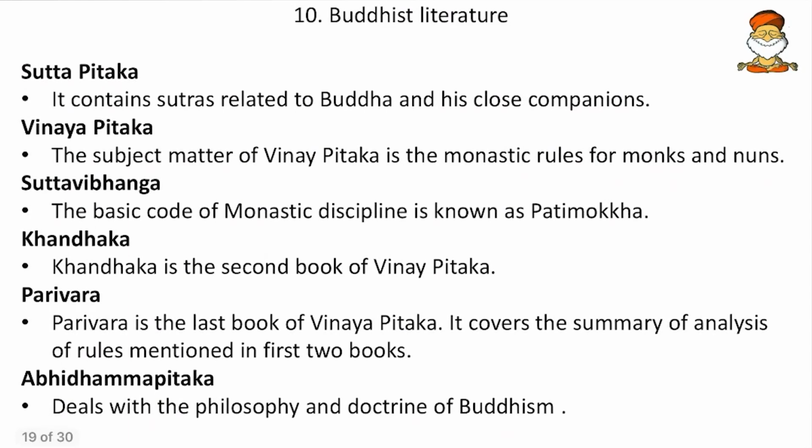And then come to next, Buddhist literature. So friends, here we discuss some books of Buddhism. First is the Sutta Pitaka. So it contains sutras related to Buddha and his close companions. And the Vinaya Pitaka. So here the subject matter of Vinaya Pitaka is the monastic rules for the monks and nuns. And this Vinaya Pitaka is divided into three books, that is Sutta Vibhanga, that is the basic code of monastic discipline, is known as the Patimokkha. So this Sutta Vibhanga contains the very basic discipline.